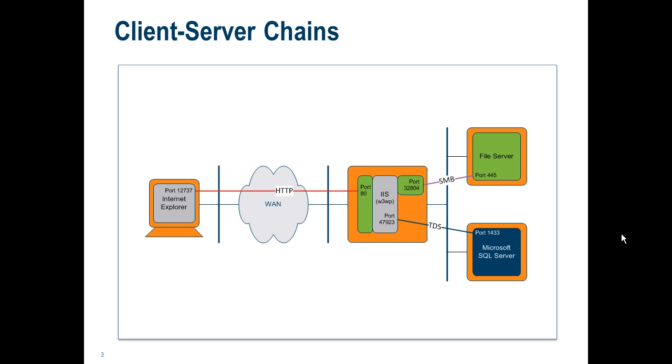An end-to-end system comprises lots of clients and servers. So in this diagram here, we have Internet Explorer as a client to IIS, the Microsoft web server, providing a service, and then we have IIS acting as a client to a file server over here to pull things like static content, images, style sheets, etc. And then we have IIS acting as a client to a database server here to deliver dynamic content.